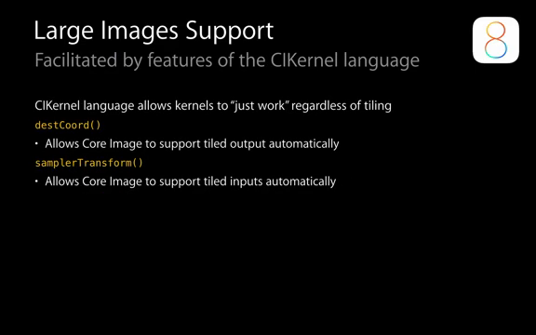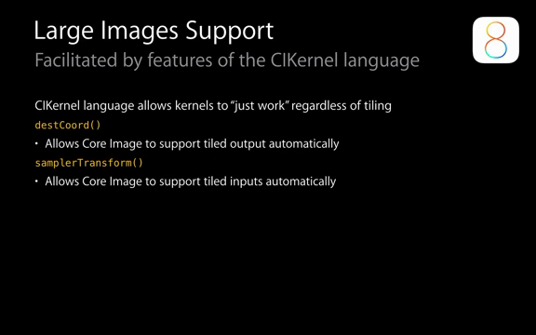So let me talk about that last item in a little bit of detail. The CI kernel language allows your kernels to just work automatically regardless of whether tiling happens or at what size it happens. So this is a great feature that makes writing CI kernels very flexible. The way this is achieved is by two key extensions that we have in our language. And these are available both on OS X and on iOS now.